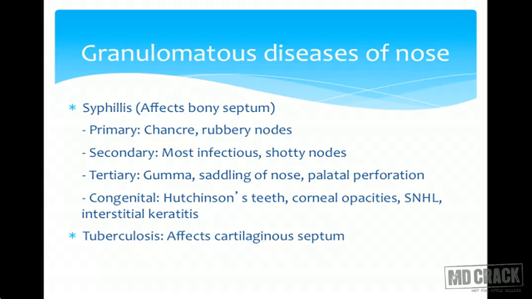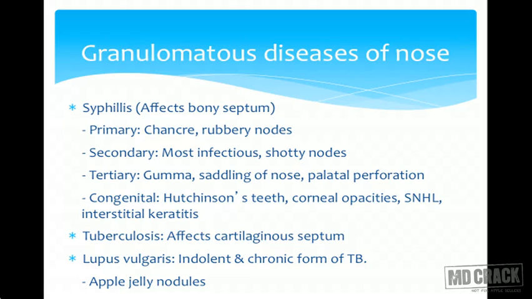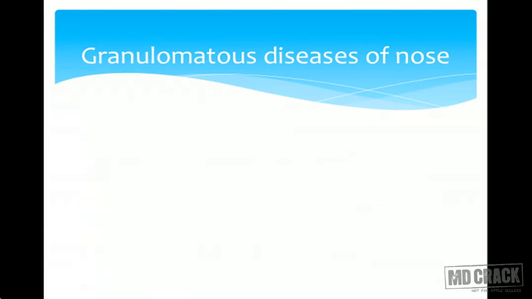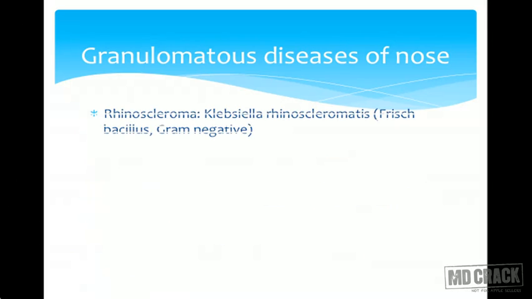Now tuberculosis, as I told you, affects the cartilaginous septum. It is asked as an MCQ. TB affects cartilaginous, syphilis affects bony part of the septum. Lupus vulgaris, an indolent and chronic form of tuberculosis, may affect the nose. Characteristically, apple jelly nodules are seen. It is an MCQ. Apple jelly nodules are seen in lupus vulgaris, not only in the nose, but in any place.